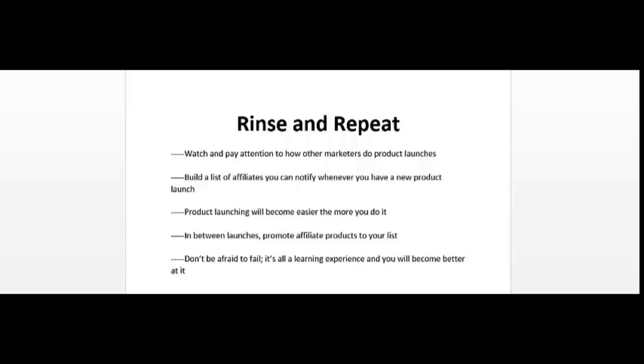Another thing is, make sure you build a list of affiliates that you can notify whenever you have a new product launch. So whenever you have a product launch, make sure you have a JV page that has an opt-in form that collects the email addresses of your affiliates. On that JV page will be details about your launch, and you could get ideas from just looking at other JV pages out there. You can copy the format and the type of information they put on the JV pages. And product launching will become easier the more you do it.